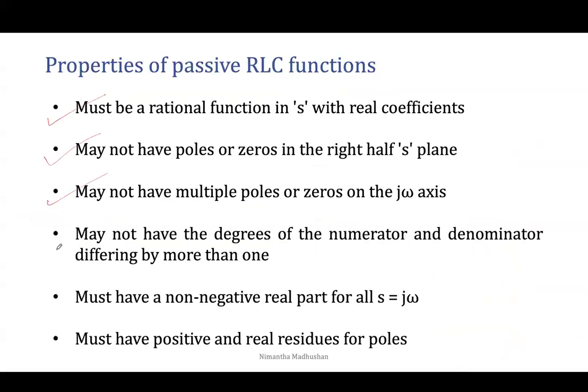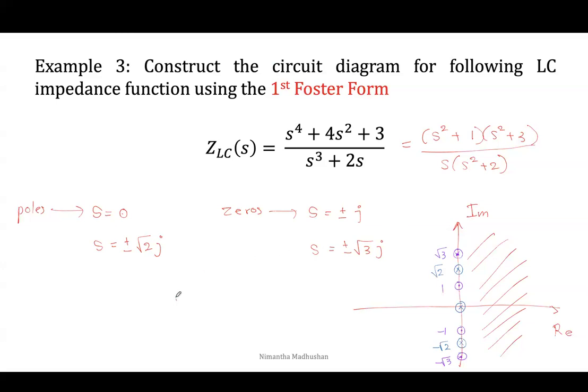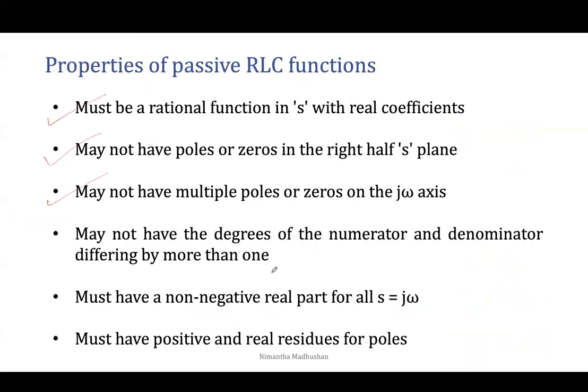And the fourth one is it may not have the degree of the numerator and denominator differing by more than 1. In this function, the maximum degree of the numerator is 4 and of the denominator is 3. The difference is 1. It is not more than 1. And the next one is it must have a non-negative real part for s equal j omega.